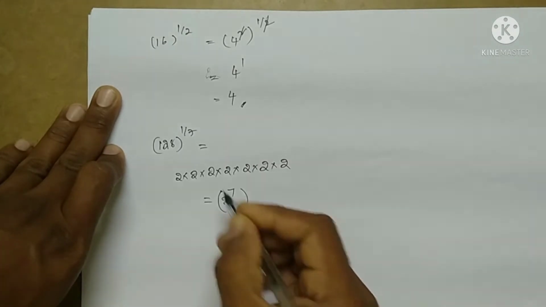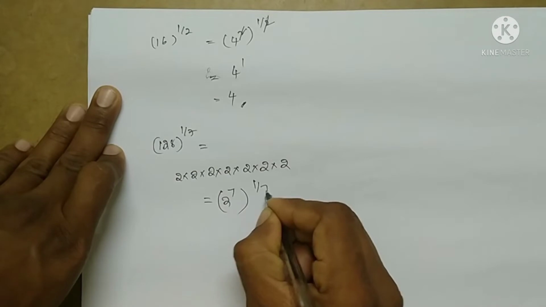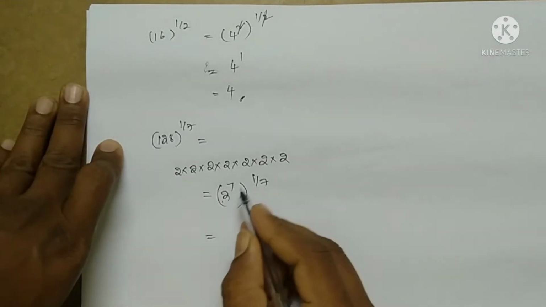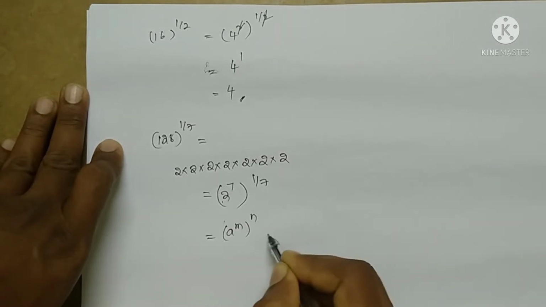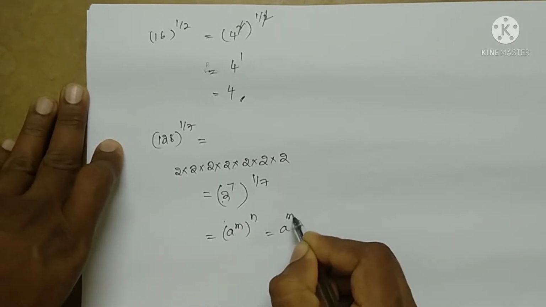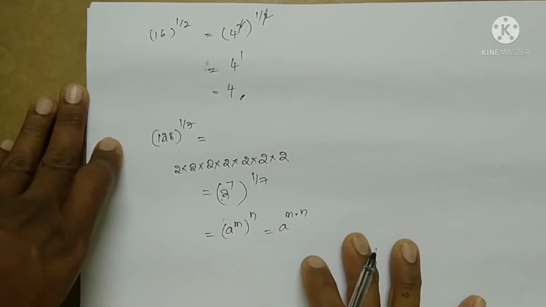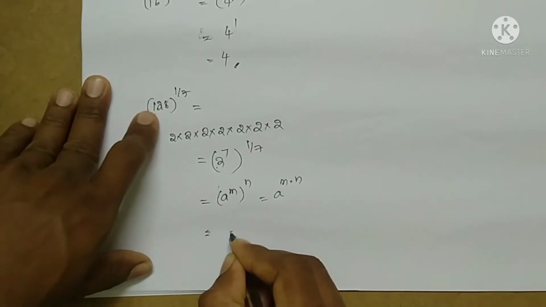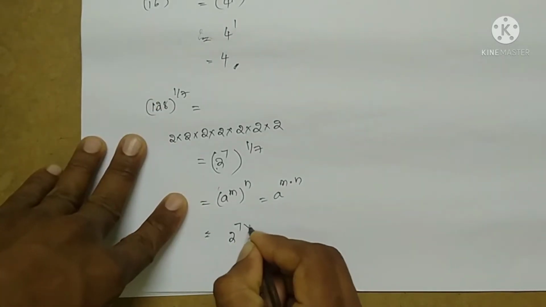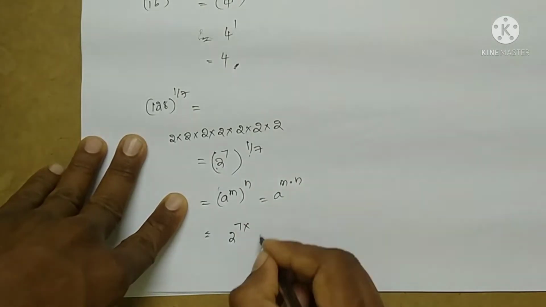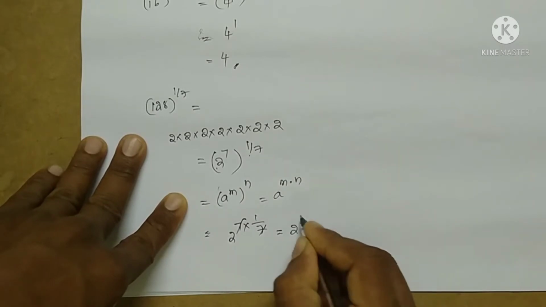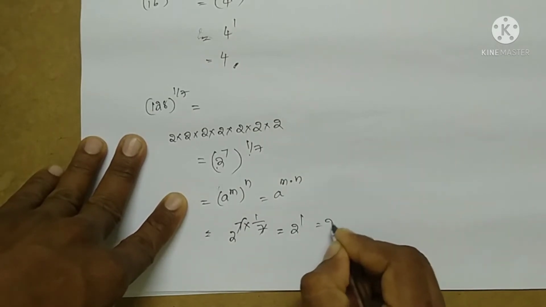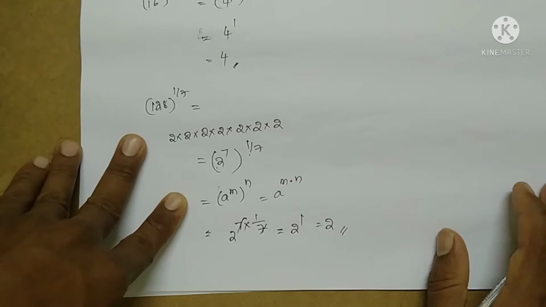So whole to the power of 1 by 7. So here it is of the form a power m whole power n. Result is a power m into n, right? So that is equal to 2 power 7 into 1 by 7. Here 7 and 7 cancel. So that is equal to 2 power 1. Result is 2. This is the final result.